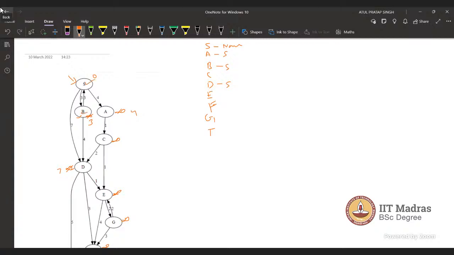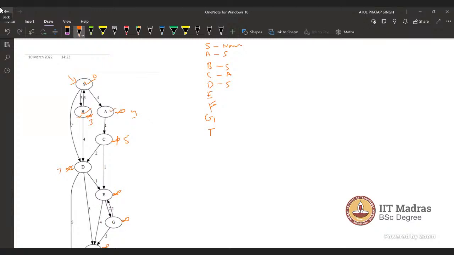It is visited. Now we'll select the next smallest node, this is 4, and this is A. From A we can move to C, and for C the weight will be updated. It becomes 5, 4 plus 1, 5. The parent of C is A. Okay, now A is visited.